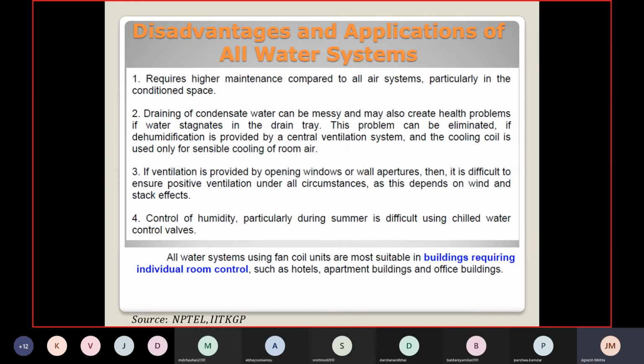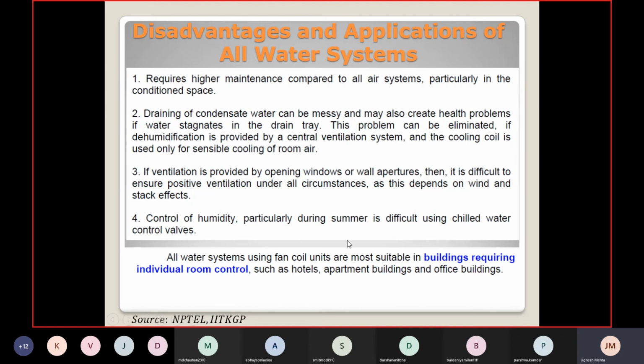So in that case, you need a separate air system for dehumidified air, and only sensible cooling is done in the room. If ventilation is provided by opening windows or wall apertures, then it is difficult to ensure positive ventilation under all circumstances, as this depends on wind and stack effects, right? Control of humidity, particularly during summer, is difficult using chilled water control valves.